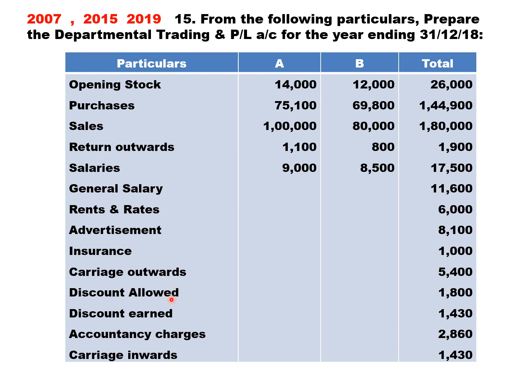Discount allowed to be distributed in sales ratio. Discount earned to be distributed in purchase ratio. You earn discount at the time of purchase. Accountancy charges, as mentioned in adjustment number 4, you need to take to general PL account, and then we have carriage inward. So carriage inward to be distributed in purchase ratio. It's a transport expense on goods purchased.